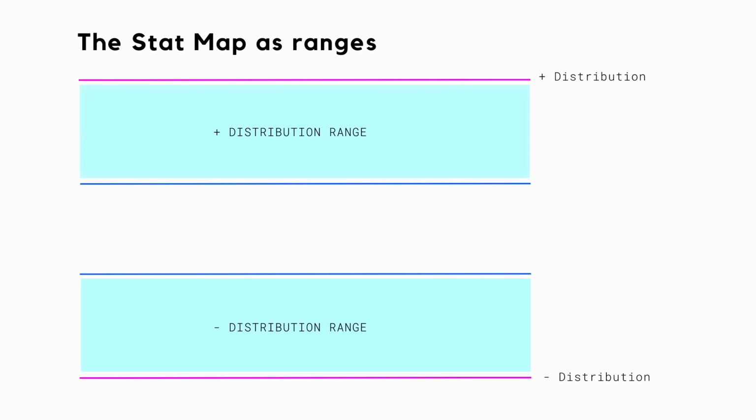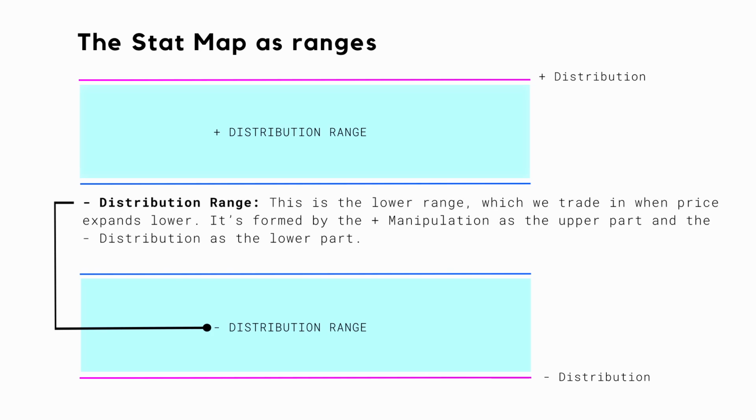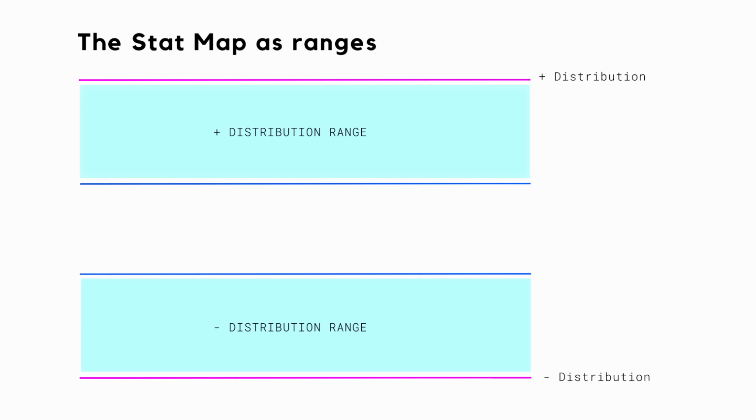And then we have the minus distribution range. This is the lower range, which we trade in when price expands lower. It's formed by the plus manipulation as the upper part and the minus distribution as the lower part. Now, let's check what we can expect from these 2 types of ranges.